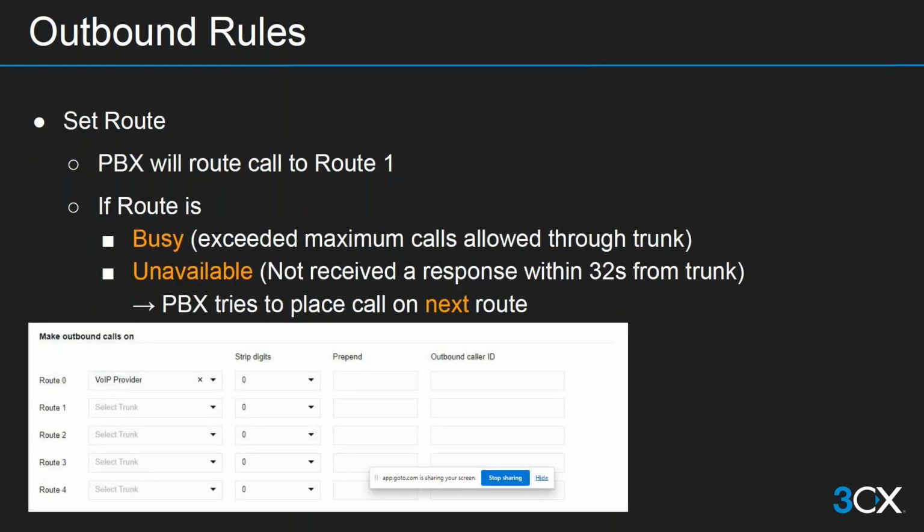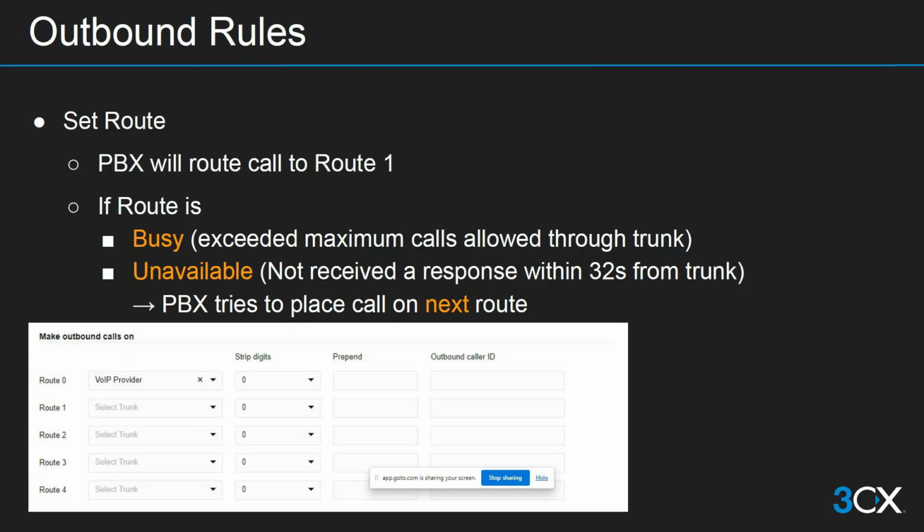Set the route. The PBX will route the call to route 1. If the route is busy, for example it exceeded the maximum calls allowed through the trunk, then it will go to the next route. If the route is unavailable, let's say the SIP trunk is down, disconnected, or deregistered, then it will also jump over to the next route. If there is no second route, so no failover route in place, then the call will just drop.